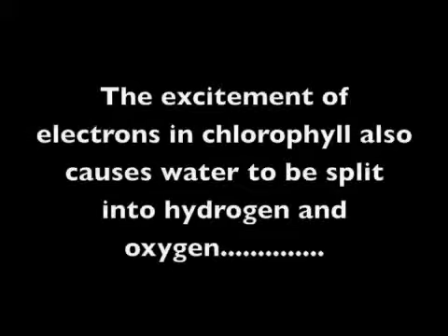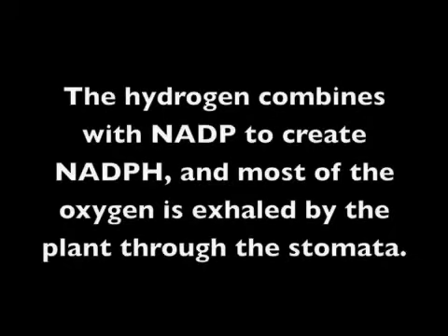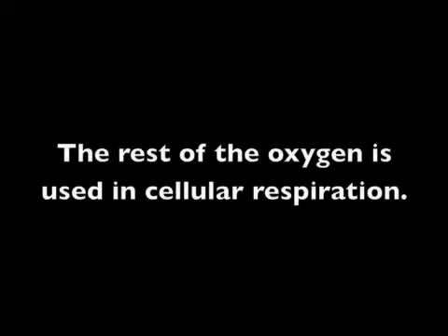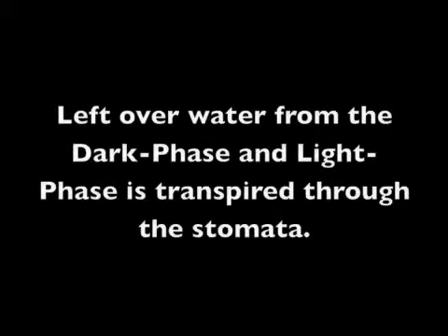The excitement of electrons in chlorophyll also causes water to be split into hydrogen and oxygen. The hydrogen combines with NADP to create NADPH, and most of the oxygen is exhaled by the plant through the stomata. The rest of the oxygen is used in cellular respiration. Leftover water from the dark phase and light phase is transpired through the stomata.